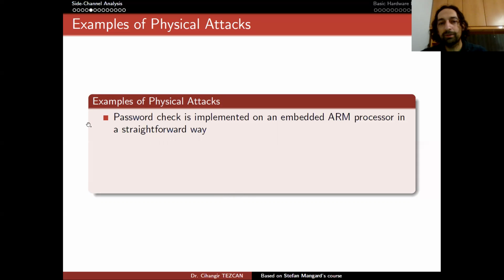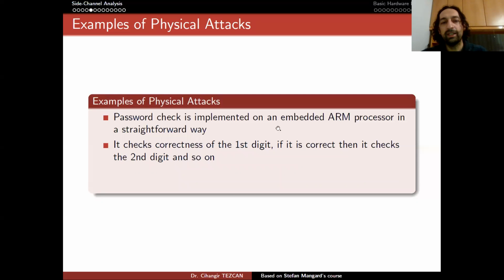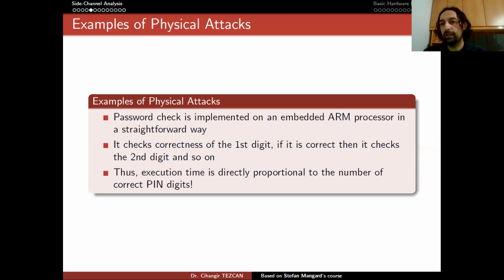So let's look at how this is implemented in an ARM processor. Assume that a password check is implemented on an embedded ARM processor in a straightforward way. So it works like this. It checks the correctness of the first digit. If it is correct, then it checks the second digit. If it is correct, it checks the third digit, and so on and so forth. But if the first digit is not correct, then there is no point in checking the remaining digits, so the device does not allow you access. Thus, execution time is directly proportional to the number of correct pin digits.